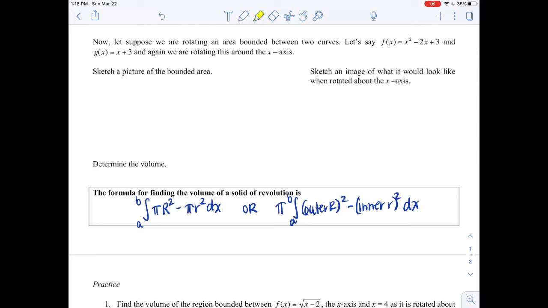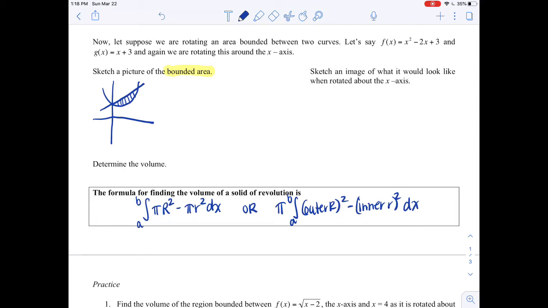The first thing that you should do is go and graph what this would look like if you were actually trying to find the area. Graph this region in your calculator and sketch a picture of what the region looks like. If we sketch this, it's some sort of a parabola that looks like this, and you have the line y equals x plus 3. So the region that you are bounding is the region between these two curves, okay?